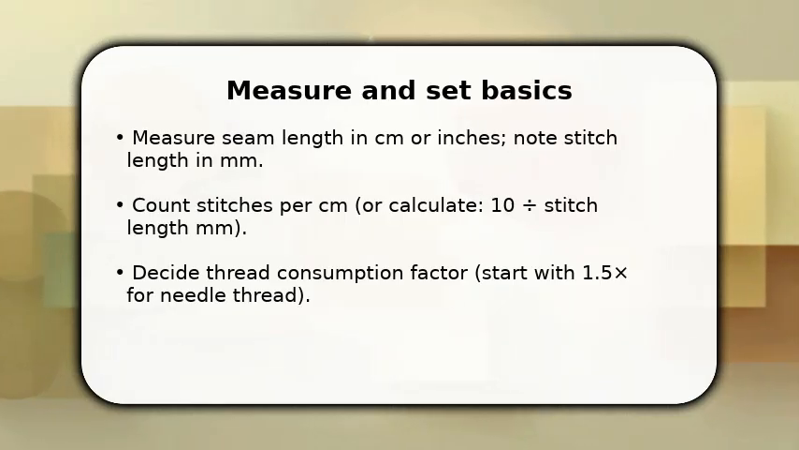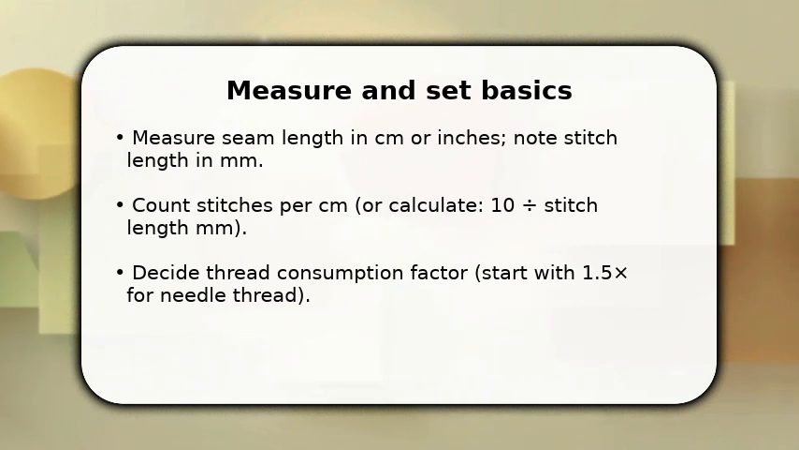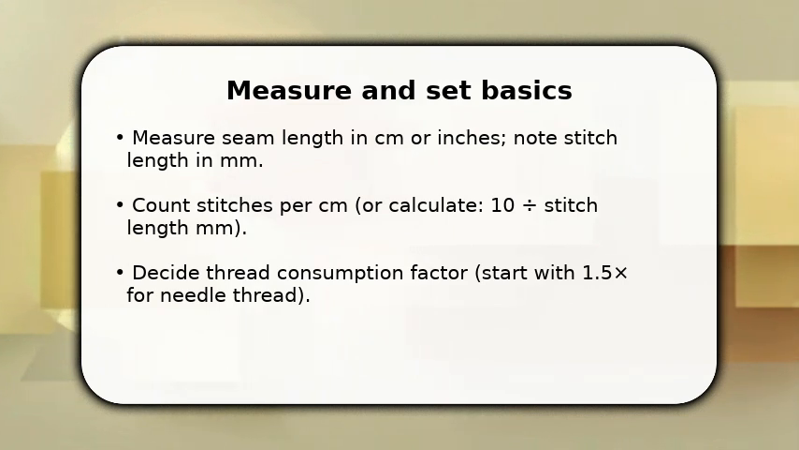You begin by measuring the exact seam length and setting the machine stitch length. This gives you the number of stitches. Once done, convert stitch length to stitches per cm by dividing 10 by stitch length in mm, or simply count. Multiply the seam length by stitches per cm to get total stitches.